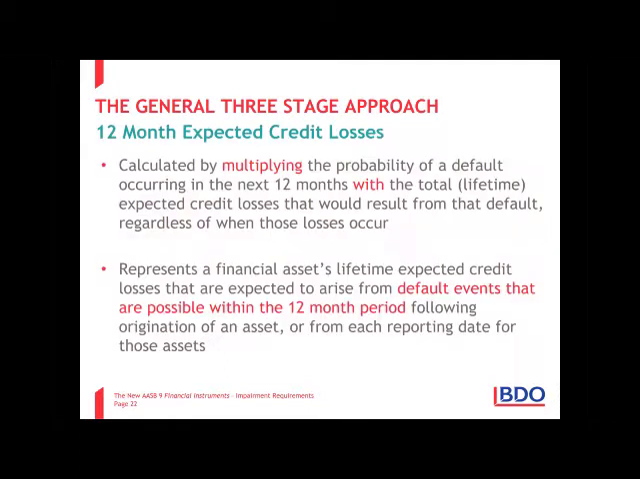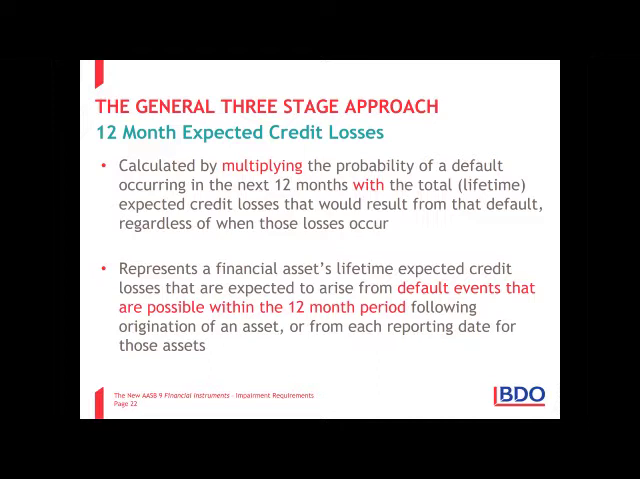So I've shown you 3 different ways to look at the 3-stage approach. Some people prefer the table, some like a decision tree. If we talk a little bit more around the detail, I've talked about stage 1, initial recognition, and after initial recognition, stage 1. I've talked about a 12-month expected credit loss model, or you're looking at 12-month expected credit losses. So what does that mean? 2 key things that I want to highlight at this stage.